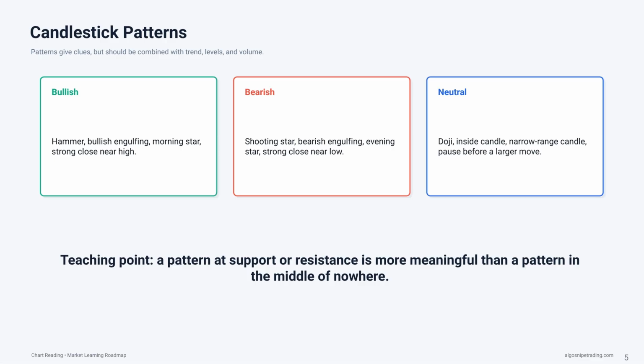A bearish pattern may suggest sellers are taking control. Examples include a shooting star, bearish engulfing candle, evening star, or a strong candle closing near the low. These can be more useful when they appear near resistance.